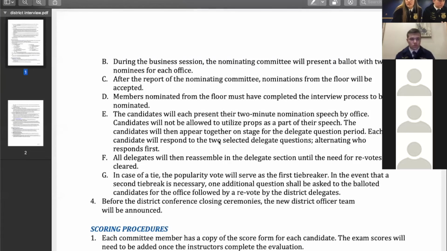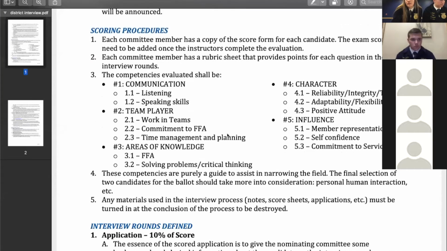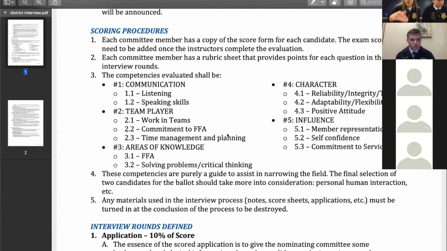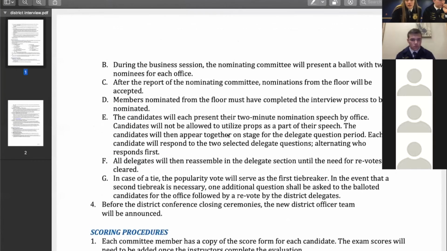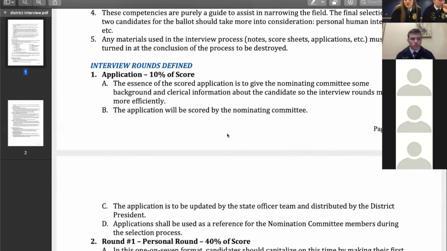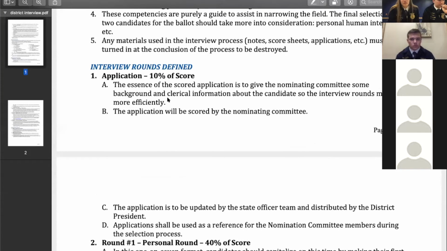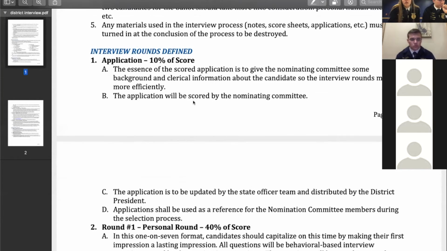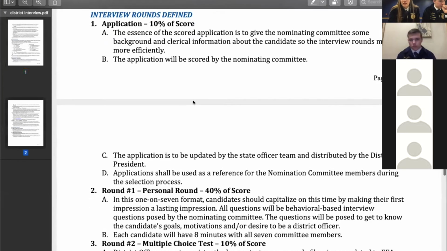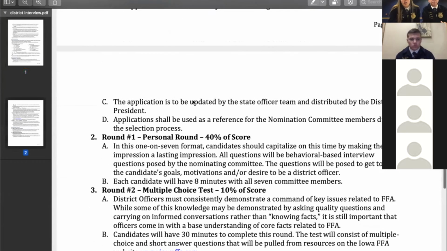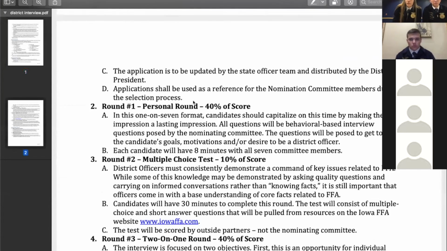So like I mentioned, this is on the district page. If you go within your district, I believe this is called the selection process. I just pulled out the couple pages where they talk about interview rounds. Your application obviously gets looked at; it's part of your score. Then round one. For district office, I believe it's a one-on-seven, so you'll have seven nominating committee members asking you questions.